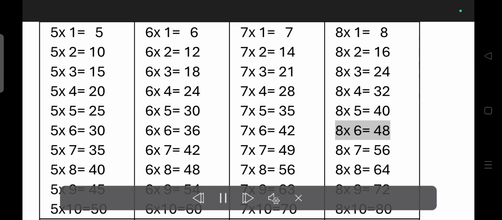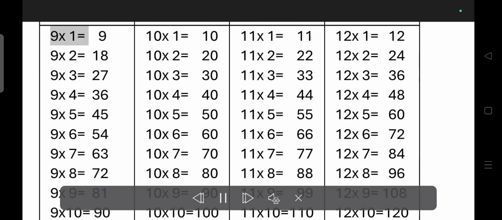8 times 6 is equal to 48. 8 times 7 is equal to 56. 8 times 8 is equal to 64. 8 times 9 is equal to 72. 8 times 10 is equal to 80.